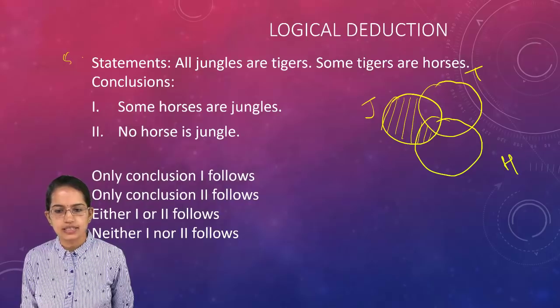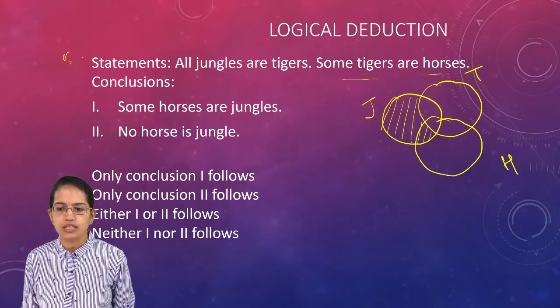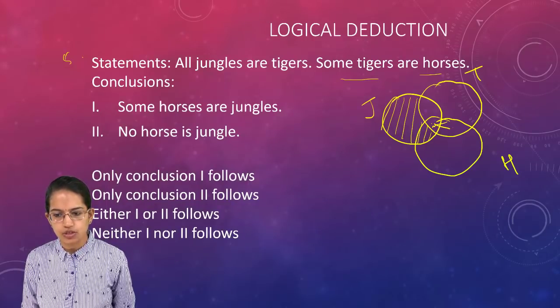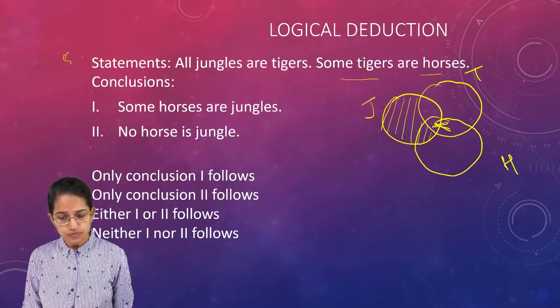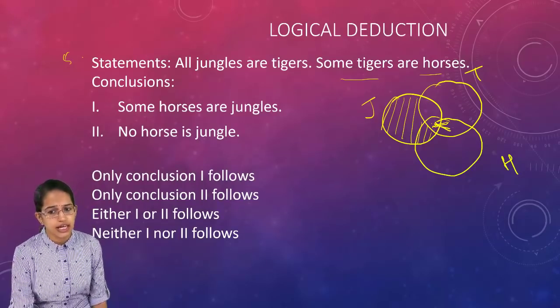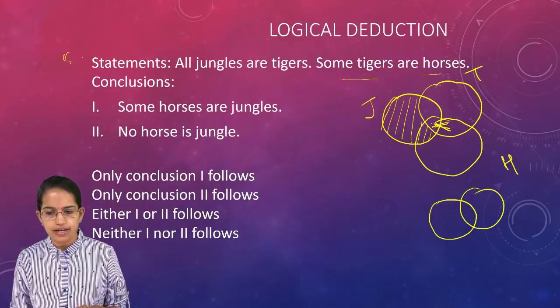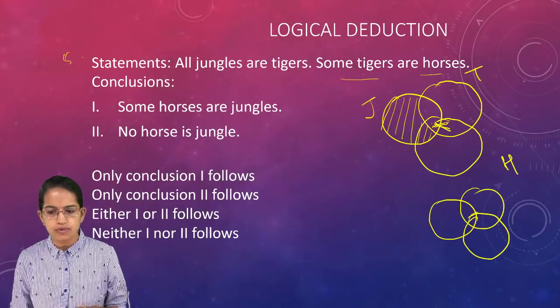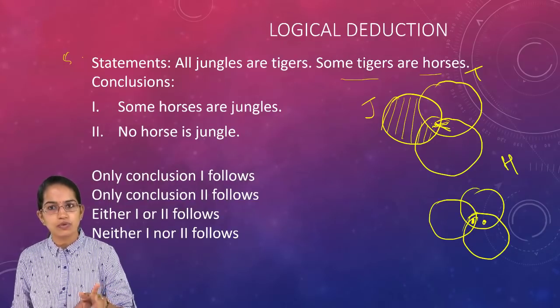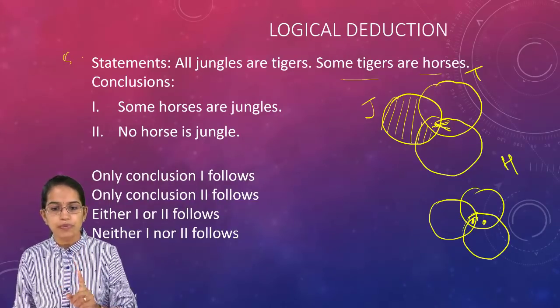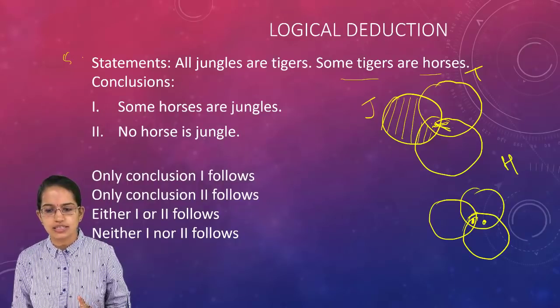The next is, some tigers are horses. So some tigers are horses. It could be here, it could be here. So I mark some, which is as a cross in between the two. So this is the region which I mark. Now I draw this Venn diagram again to clarify it. I just take the region of some. So the region of some could be here, or could be at both the places. I don't know. So when I say some horses are jungle, so this is tiger, horse and jungle.